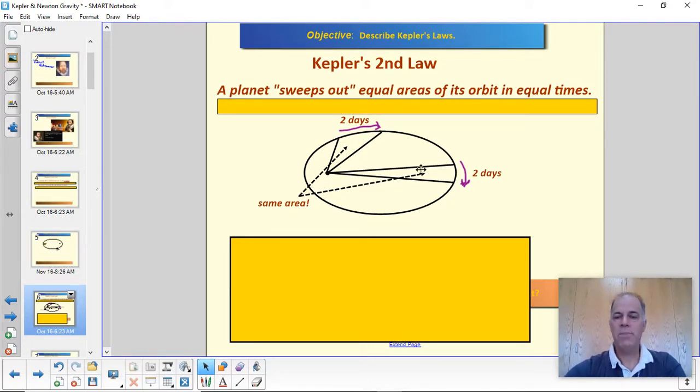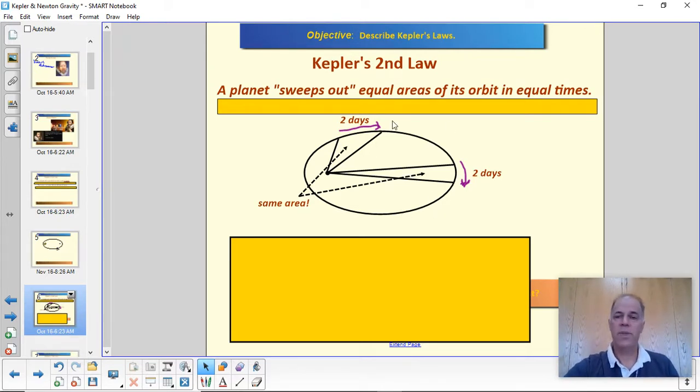So long, skinny pizza slice when the planet's far away, short, fat pizza slice when the planet is close to the sun. What the second law says is that the area of this pizza slice is the same as the area of this pizza slice. The area swept out in a given period of time is always the same. Strange thing, but that's how it is. And I have no idea how Kepler figured this out, just looking at basically a phone book full of numbers, but the guy was brilliant. So what are you going to do?